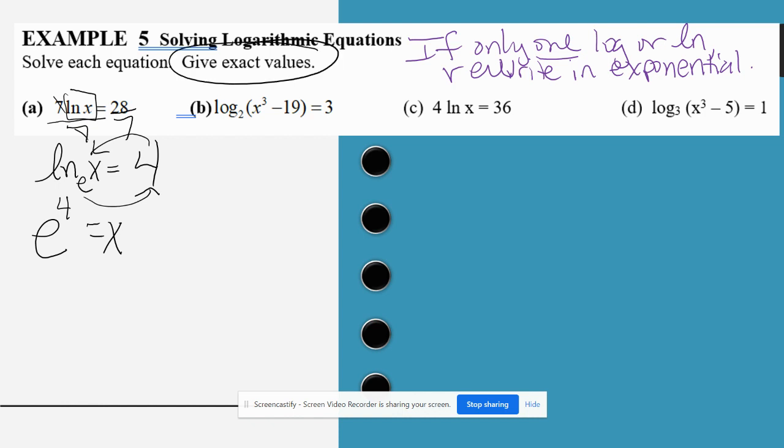And it says give exact values. Since e to the 4th is going to be a decimal, if I did that decimal, it would be roughly about 54.598. We would have to leave that as e to the 4th power.